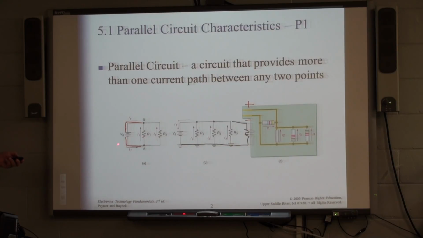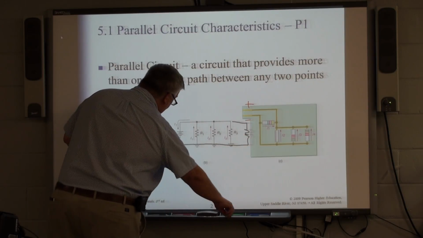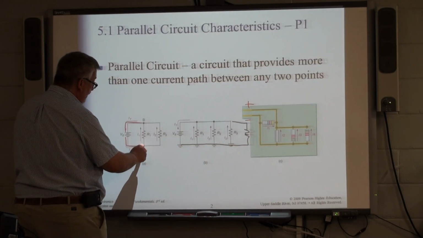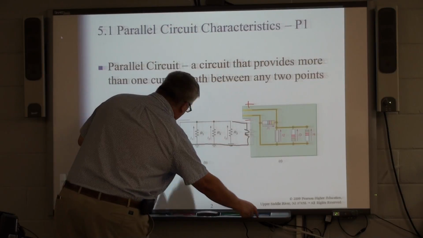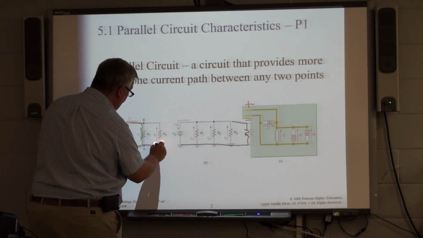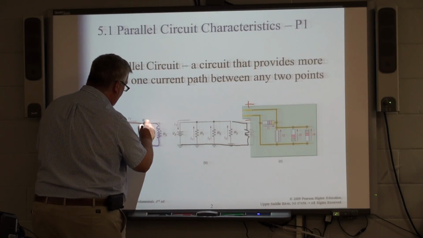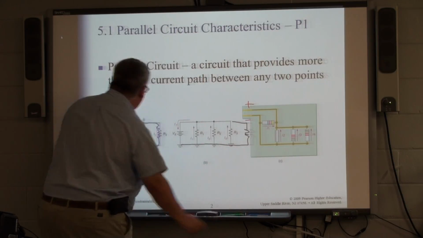So if I'm leaving here, I've got full current at this point, but when I get to this junction, part of my current is going to go through R1, the other part's going to go through R2, and they're going to rejoin after the junction again. So if we use red for total current, green for R1's current, blue for R2's current, then it would look something like that.